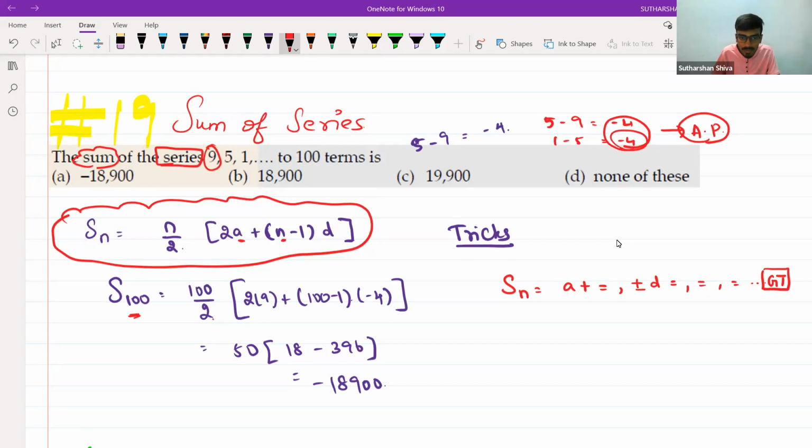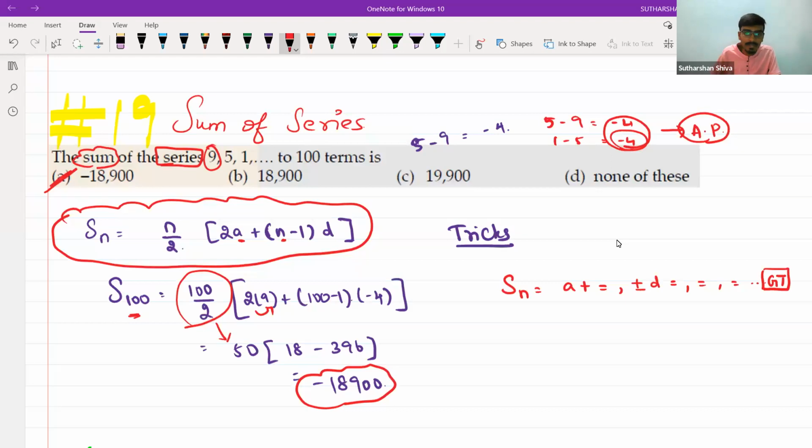Then I will apply. This entire distribution will come to 50. 2 into 9 becomes 18. 100 minus 1 into minus 4, that is 99 into minus 4, minus 396. So my final value will be like this. Minus 18,900 is my value. So I will go with option A.